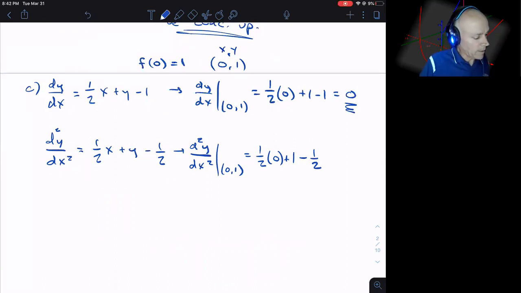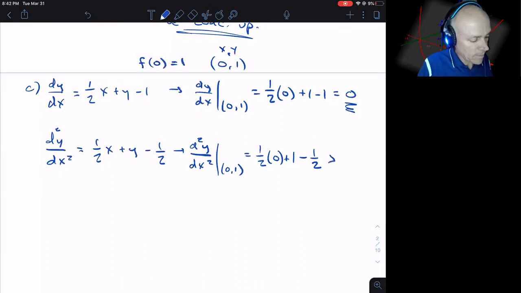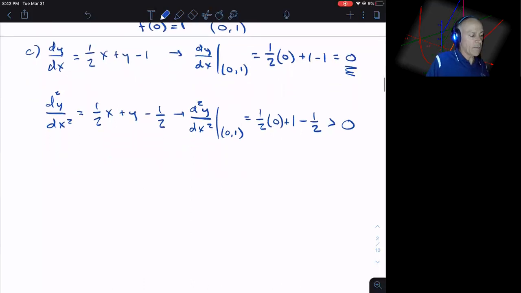Well, if I work that out, that's going to be 0 plus 1 minus 1/2. I don't even really care what that is. I just know that that's going to be a positive value. So that means my second derivative is positive. And that goes hand in hand with what I just found in part B, that my function is concave up.